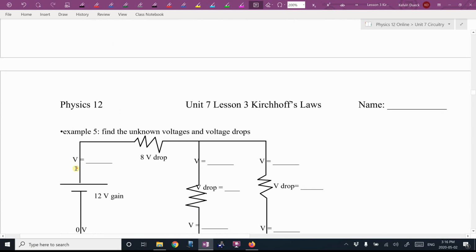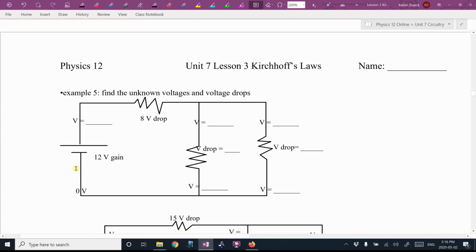Do a couple more. Example 5 says find the unknown voltages and voltage drops. Okay. Label downhill.